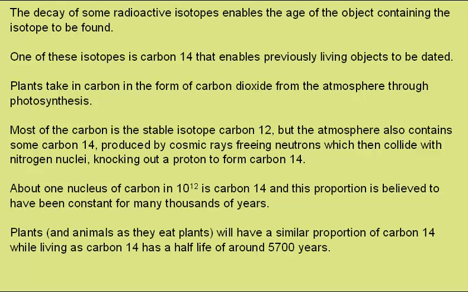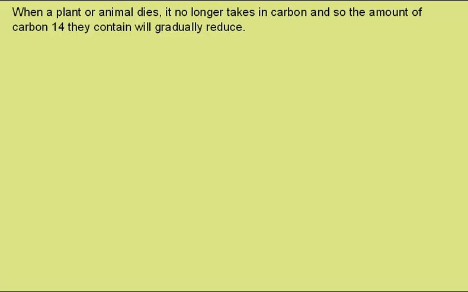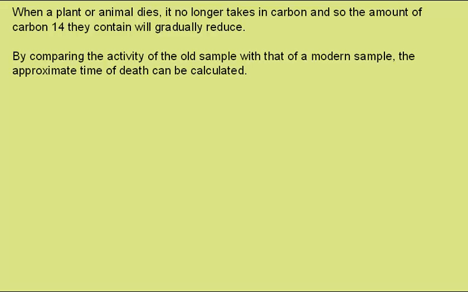Plants, and animals as they eat plants, will have a similar proportion of carbon-14 while living, as carbon-14 has a half-life of around 5,700 years. When a plant or animal dies, it no longer takes in carbon from the atmosphere, or from its food, and so the amount of carbon-14 they contain will gradually reduce. By comparing the activity of the old sample with that of a modern sample, the approximate time of death can be calculated. Here's an example.